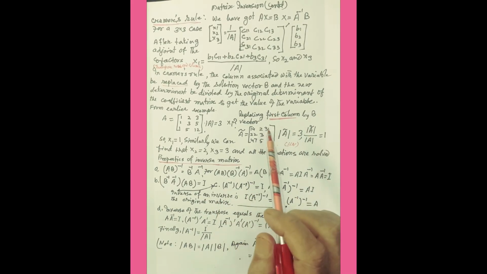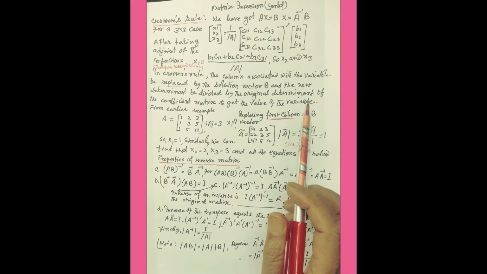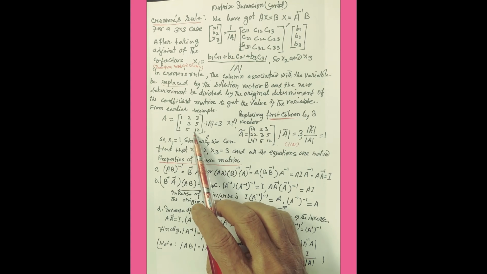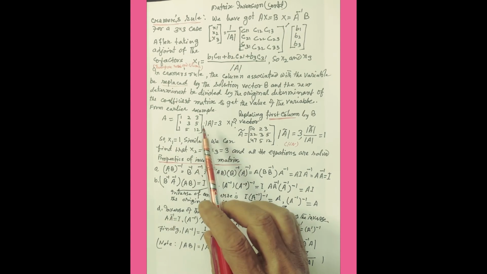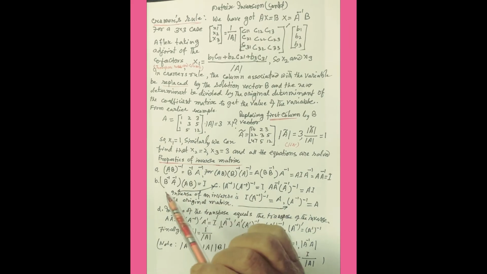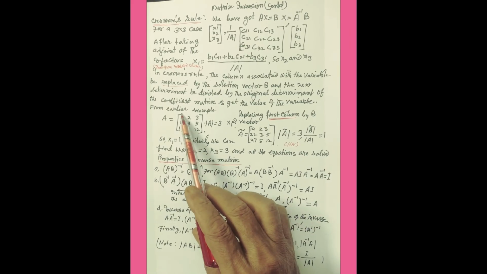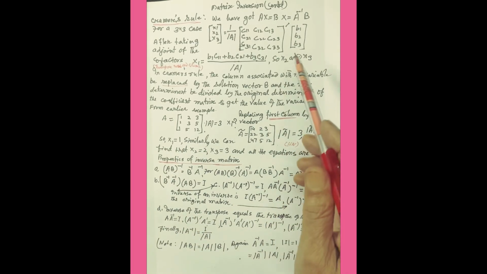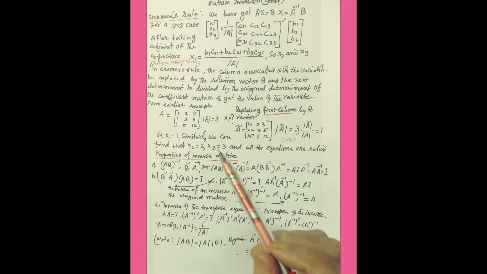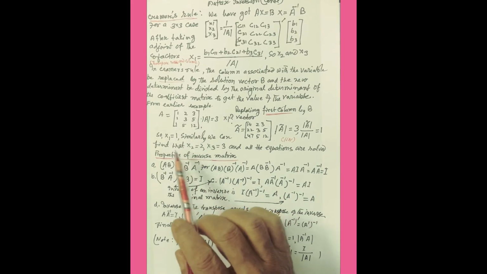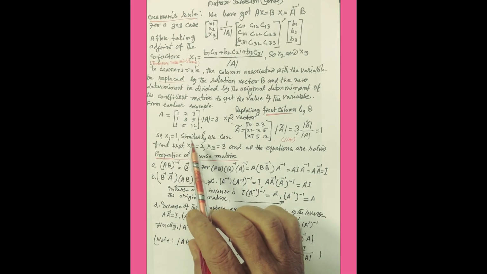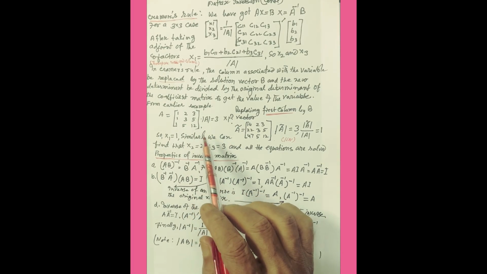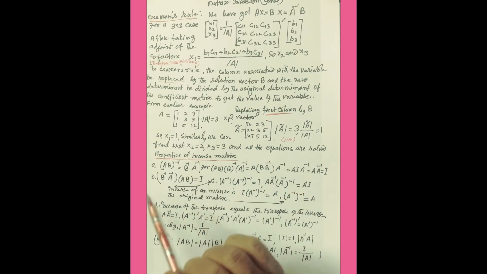Now, what we'll do is, from the coefficient matrix, we'll find the original determinant. Then if we are to find the value of x1, the column associated with x1 will be replaced by the solution vector, the b vector. Then we'll find the determinant of that, and this new determinant divided by the original determinant will give the value of x1.